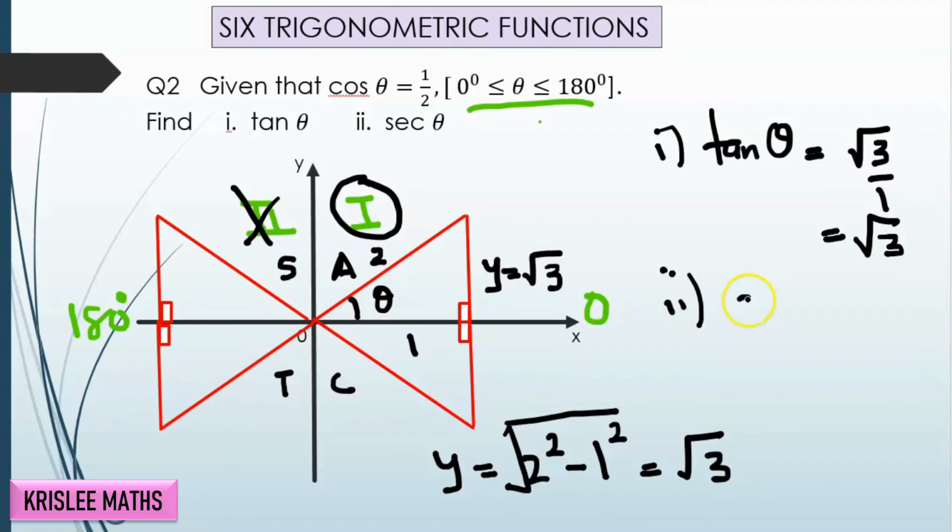The second question, secant theta. Secant theta is the reciprocal of cos theta. Okay, so here cos theta is 1/2, or you can refer here. Therefore, the reciprocal of cos theta will be 2. For 1/2, you just invert the value, you'll get 2/1, which equals 2.